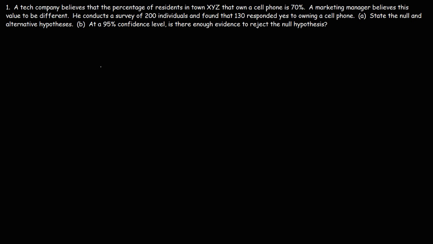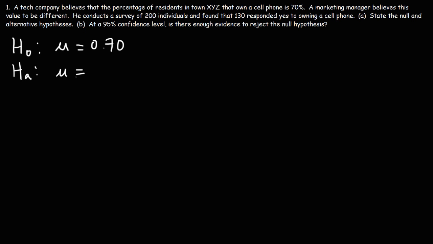So let's begin with that. Let's start with the null hypothesis. So this is going to be the status quo. That is, that the percentage of residents that own a phone in town XYZ is 70%. So that is a proportion. Anytime you are dealing with percentages, you're dealing with proportions. 70% is 0.70. Now the marketing manager, he doesn't believe this value is correct.